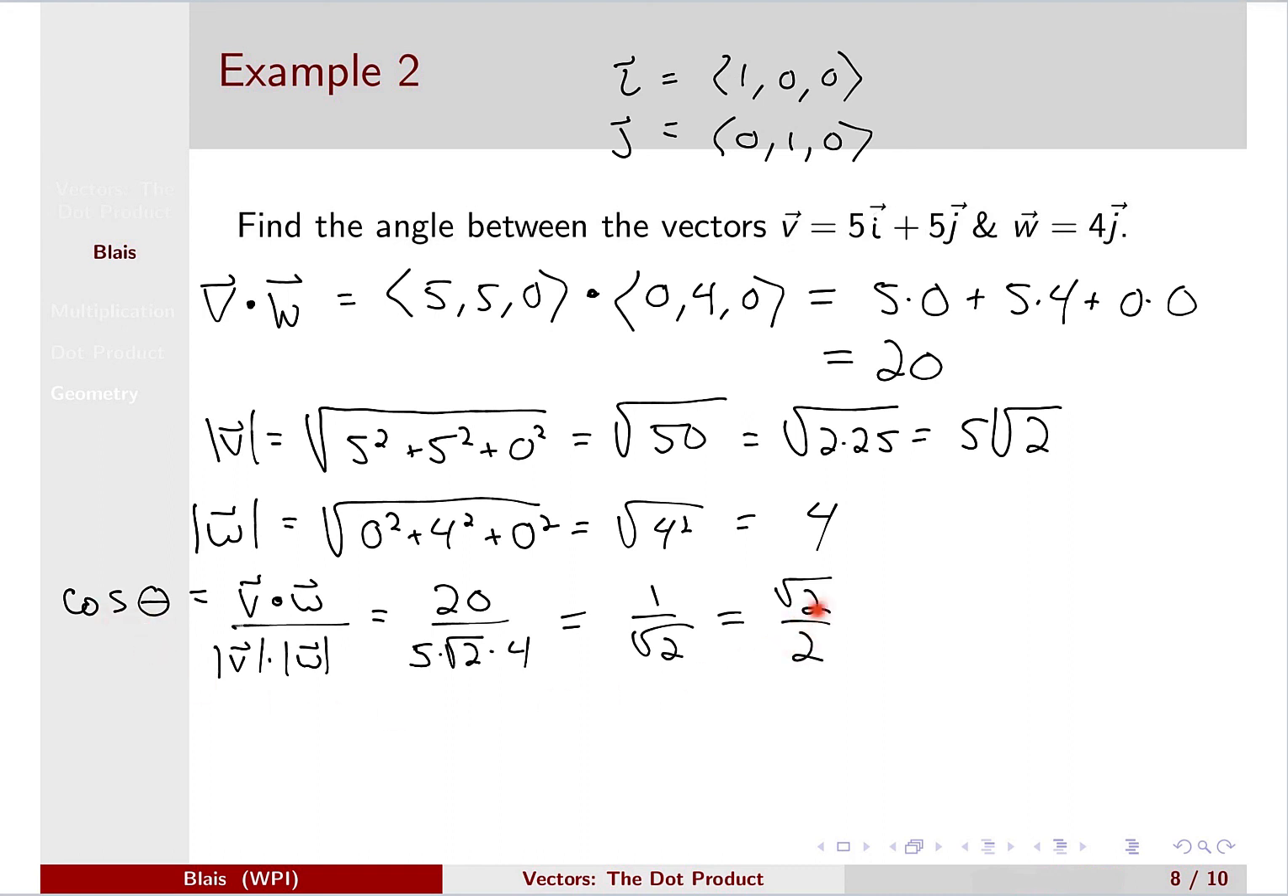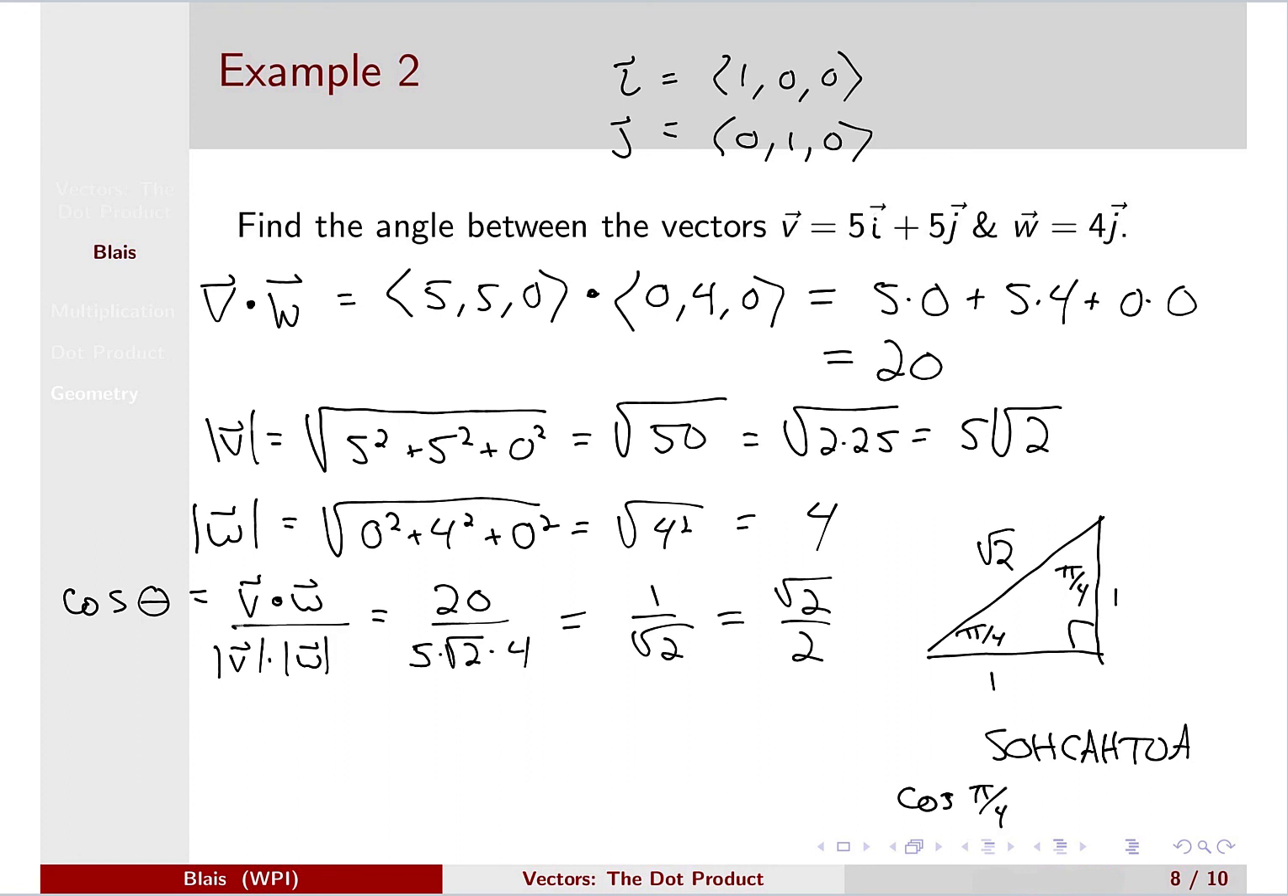And what angle, theta, has cosine root 2 over 2? And we know from our right triangle with sides 1, 1, root 2, and non-right angles 45 degrees, or pi over 4, with our SOHCAHTOA rule, that cosine of pi over 4, which is adjacent over hypotenuse, is 1 over root 2, or root 2 over 2. And so we know the acute angle between these two vectors is pi over 4.